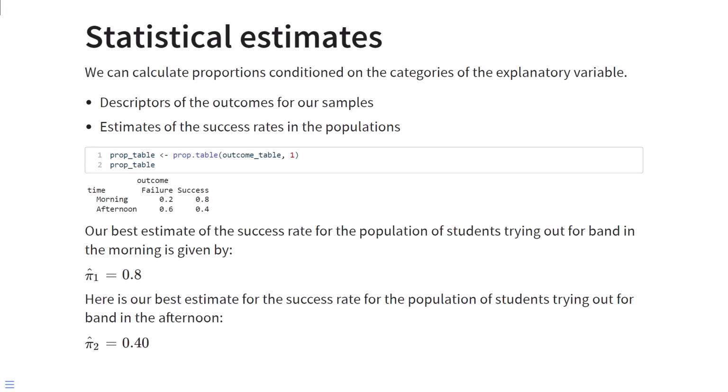So we've calculated here the proportions, and they're conditioned on the categories, that is, morning and afternoon. We condition on the categories of the explanatory variable, therefore the proportions add up to 1 for morning, and they also add up to 1 for afternoon. Our best estimate of the success rate for the population of students trying out for band in the morning is 0.8, and for the afternoon is 0.40.